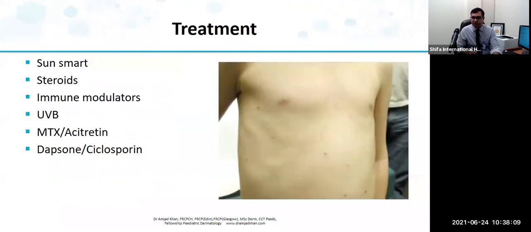And again, sun damage. So be sun smart, be sun sensitive, use appropriate sun protection. Treatment includes steroids and immune modulators. There is a role for immune modulators, light therapy, but only UVB light therapy, and systemic agents: methotrexate, acitretin, dapsone, and cyclosporin for chronic recurrence.